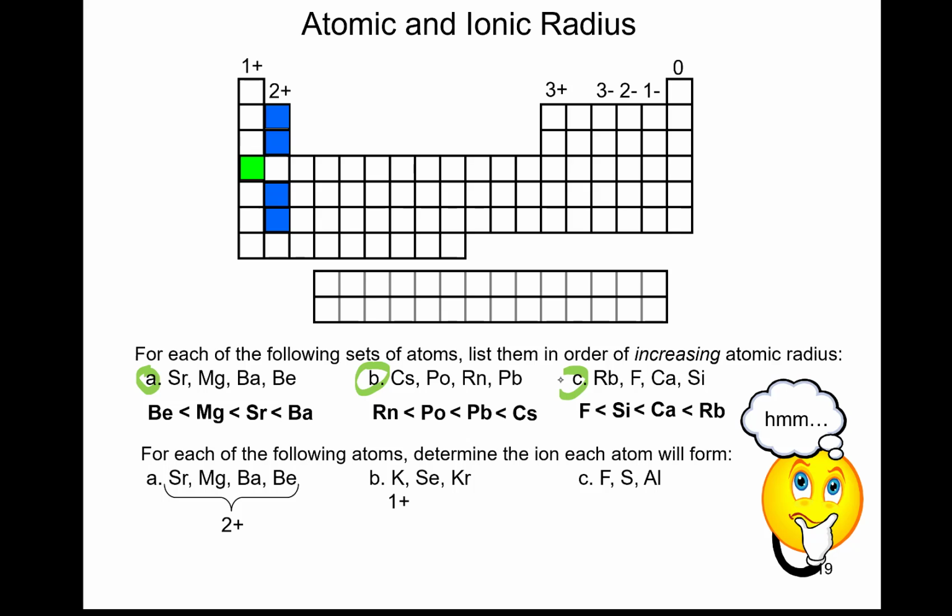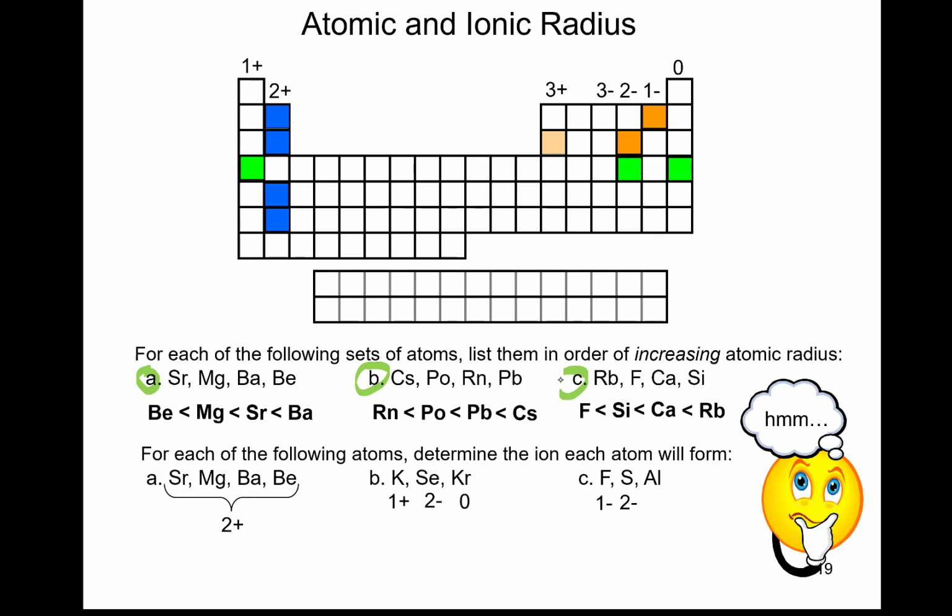Potassium, selenium, and krypton are in different groups. So potassium's in group 1, so it's +1. Selenium is in group 16, so it's -2. And krypton is a noble gas, so it's 0. Last group, fluorine is in group 17. It's a halogen, that's -1. Sulfur is in group 16, that's -2.